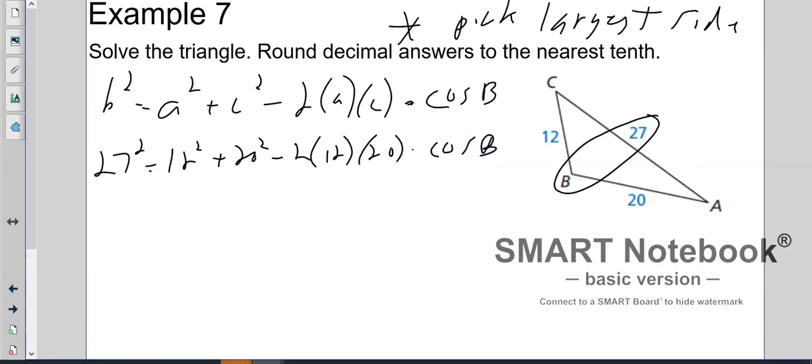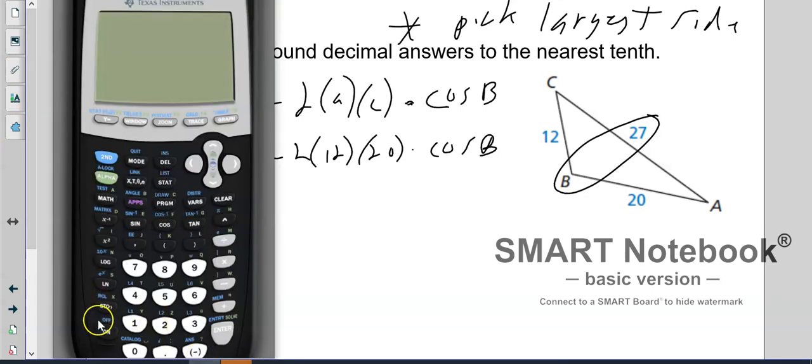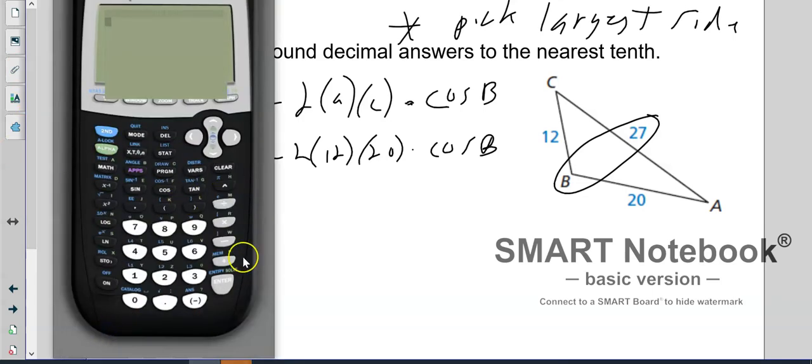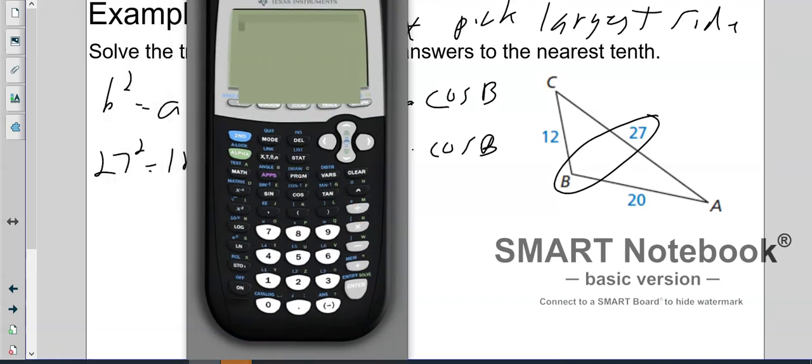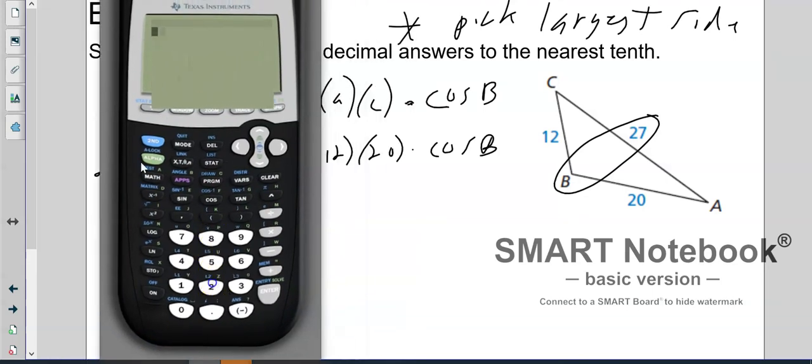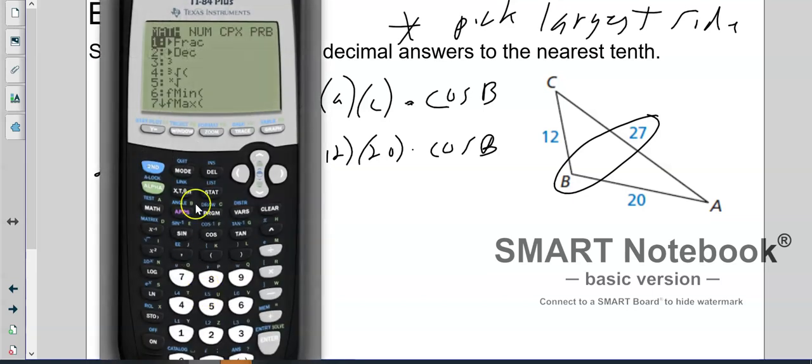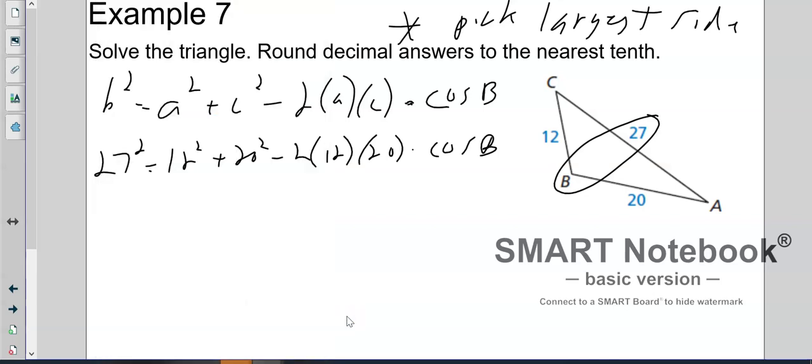All right, so I'm going to do some number crunching here. All right, so I'm going to do 12 squared plus 20 squared. Well, I'm going to do all the numbers, really. So on the left side, I have 27 squared. I don't know what's happening to my calculator there. Let's try that again. Calculator is possessed. There we go. Clear out whatever's there. So 27 squared is 729.